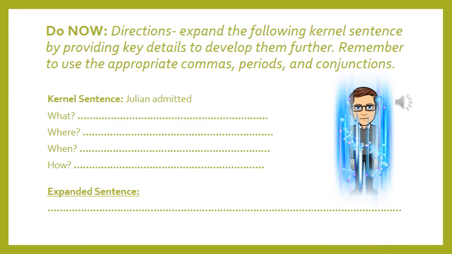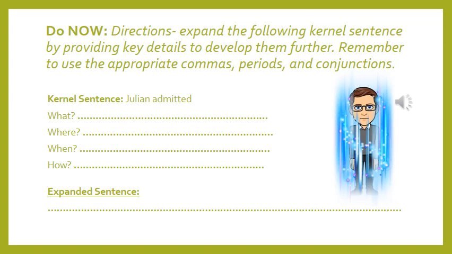Our final do now is going to be a kernel sentence expansion. So Julian admitted. Remember the Julian from our last chapter? We had the resolution or ending of our mystery, of our crime. We figured out who did it. Julian admitted to what? Where did he admit this? When, so maybe the time, and how.